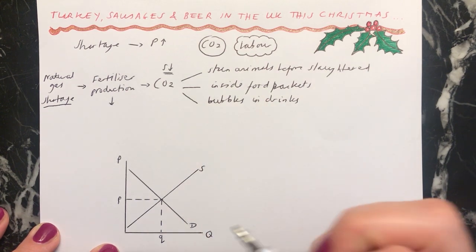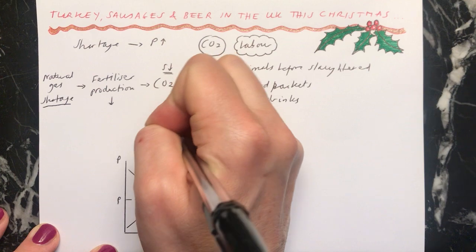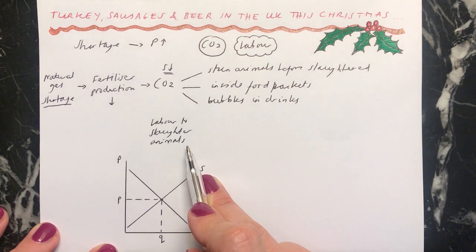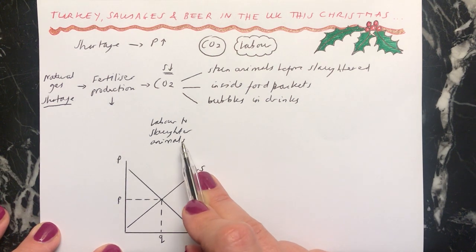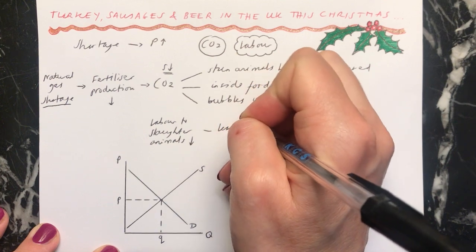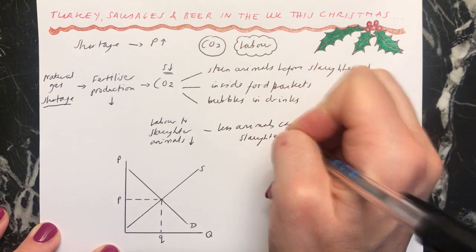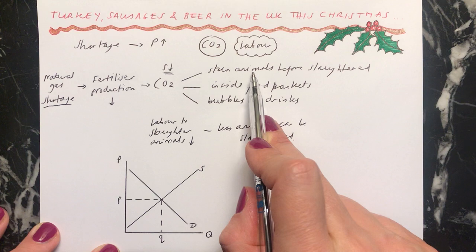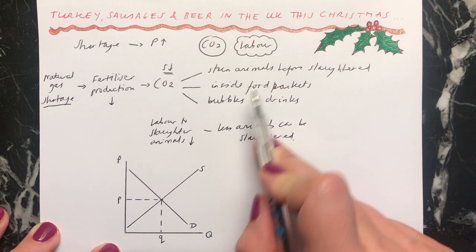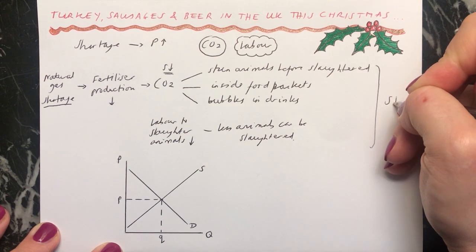There's one other problem, which is about the labour. So this is the labour to slaughter animals. And in the UK at the moment, partly perhaps because some workers have gone back to their country of origin within the EU since Brexit, the labour to slaughter animals has decreased. And therefore, fewer animals can be slaughtered. So all of these things mean we're going to have fewer animals being stunned, fewer animals slaughtered. They can't fill as many food packets and keep them fresh, and they can't make as many fizzy drinks. So all of these things are going to cause supply to go down.